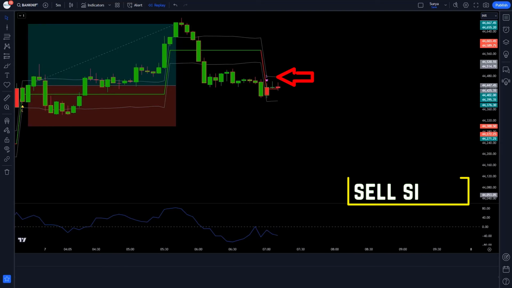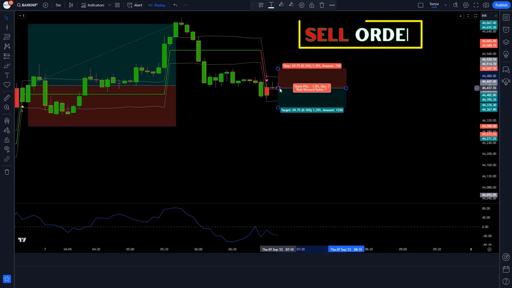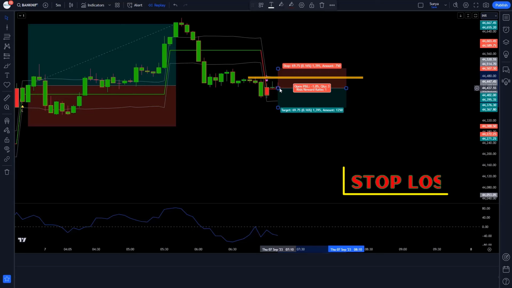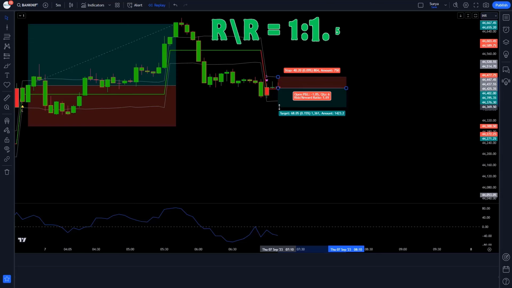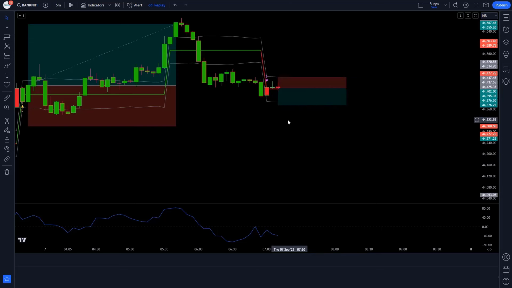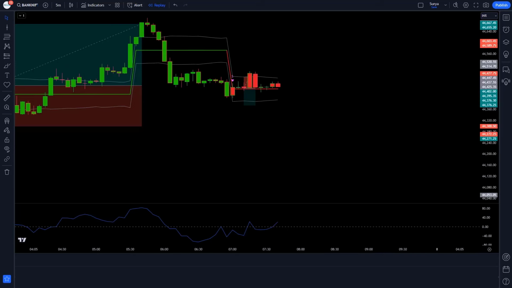When the Variation and Tuple indicator gives us a sell signal, the blue line of the Shan Momentum Oscillator indicator should be below the zero level. When the market forms a bearish candle, if this condition is met, we will take a sell order. Our stop loss is to be placed at the previous high of the market, and the risk-to-reward ratio will be 1 to 1.5. Let's see what happens to our trade. The market has hit our stop loss. Let's find the next trade.